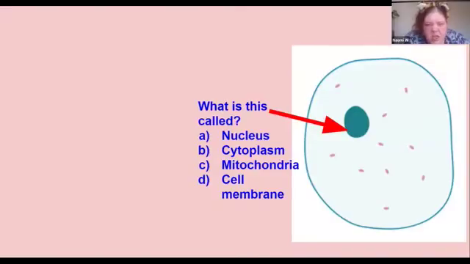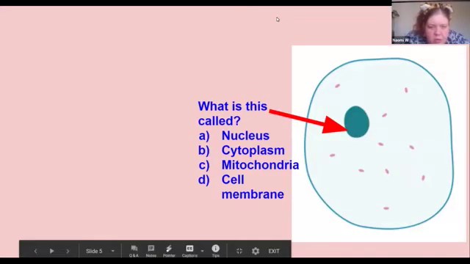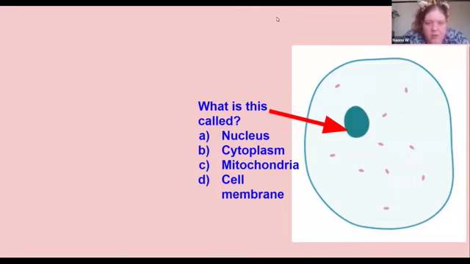Bear with me, I'm new to this, so I might take a while. Right, I'm going to launch. And again, I know that some of you can't see this, but I've left the question up on the board. So we've got, what is this called, with a big red arrow pointing to the blue blobby bit. Not very scientific in my terminology there, blue blobby bit, but in the middle. And is it the nucleus, the cytoplasm, the mitochondria, or the cell membrane?